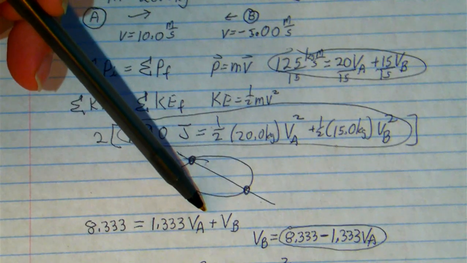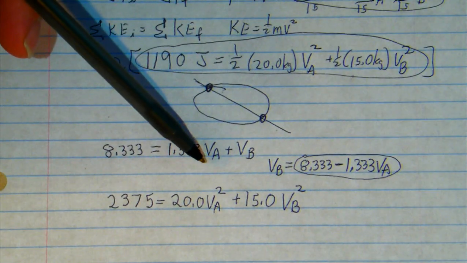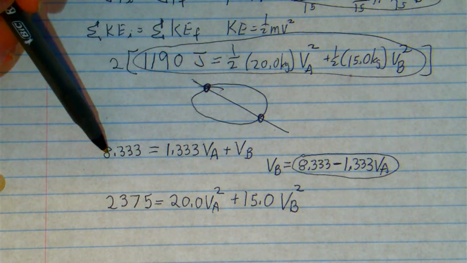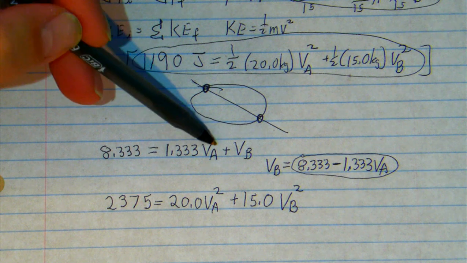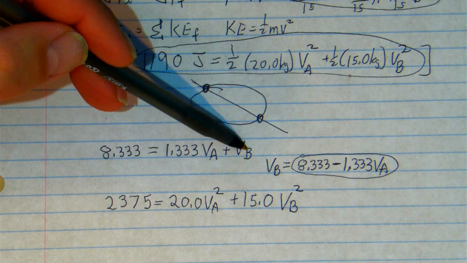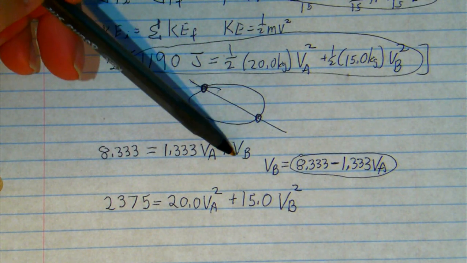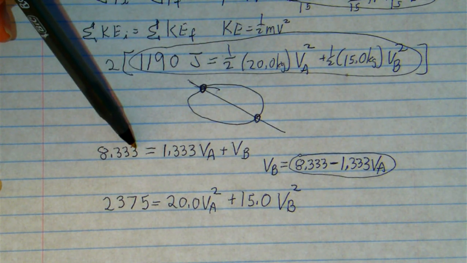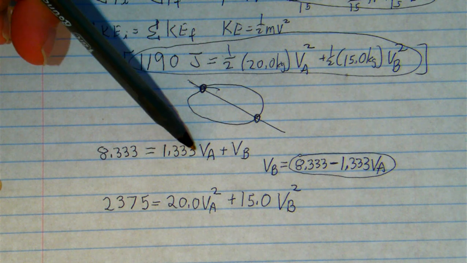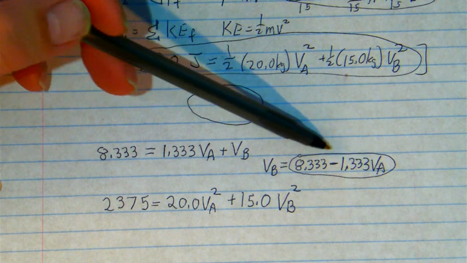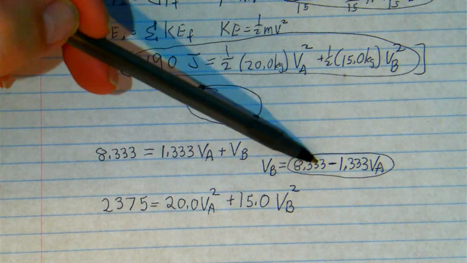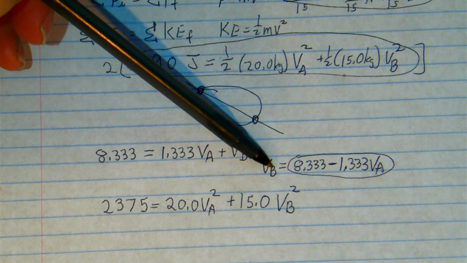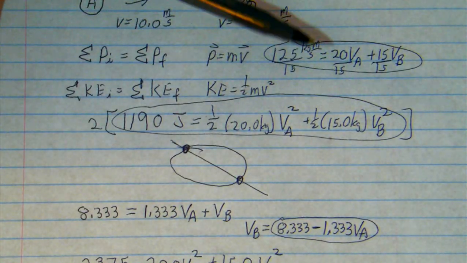So the momentum equation becomes simplified in a sense: 8.333 equals 1.333 VA plus VB. Rearranging to solve for VB, I have VB equals 8.333 minus 1.333 VA. I will substitute this expression for VB into the kinetic energy expression.